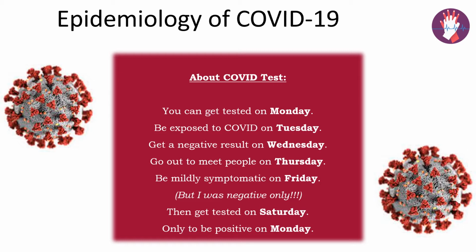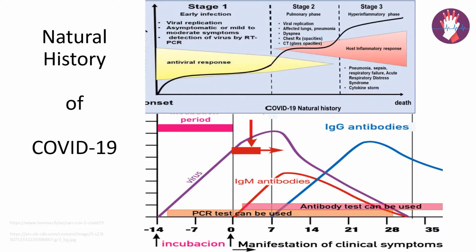However, on Friday, he developed symptoms and he felt, hey, I was negative. What happened? So the next day, Saturday, he gets tested. Sunday is a holiday and they're anxiously waiting for the results. And on Monday, he turns out positive. So to explain this, we need to look at the natural history of COVID-19 infection.